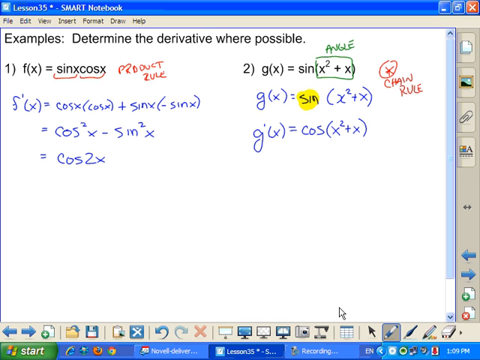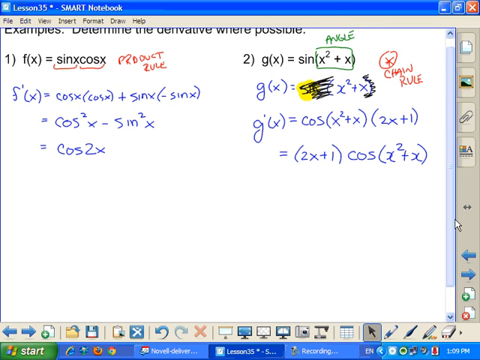And now you strip away the outside of the onion. You take the derivative of what's inside the angle, so it'd be multiplied by 2x plus 1. I'm going to rewrite it just so it's clear. 2x plus 1 is a linear expression multiplying cos of x squared plus x. So there is your derivative, and that's how you use chain rule when you're talking about trig functions.